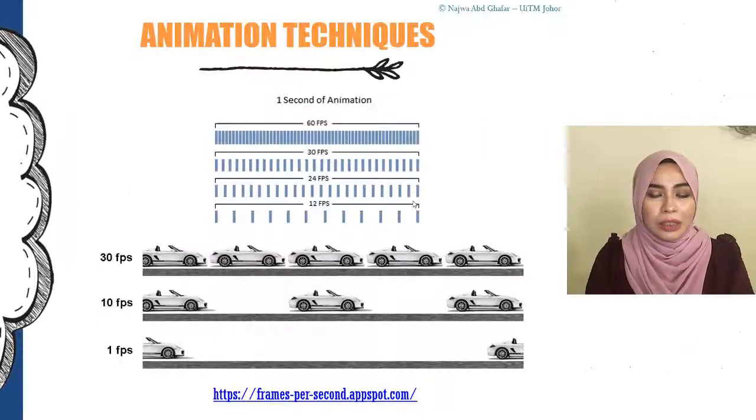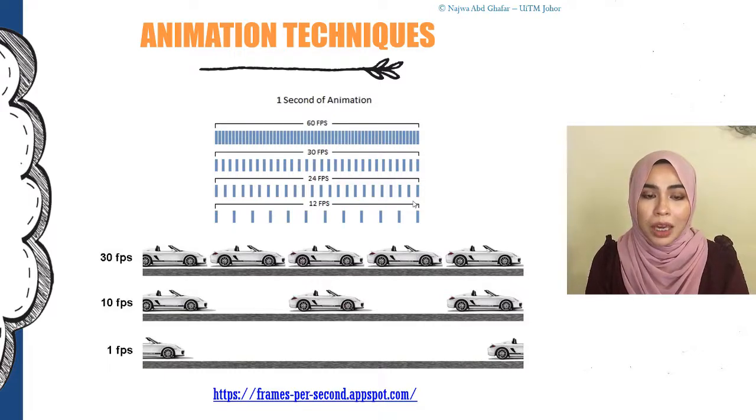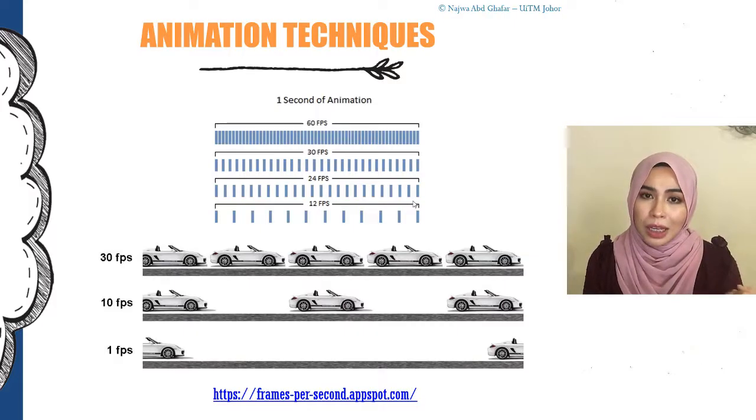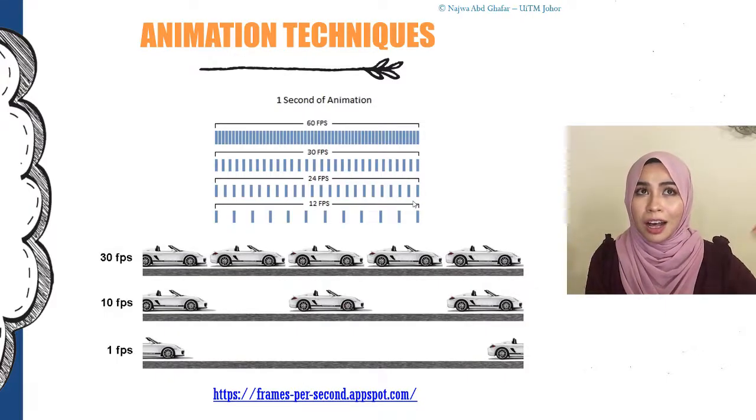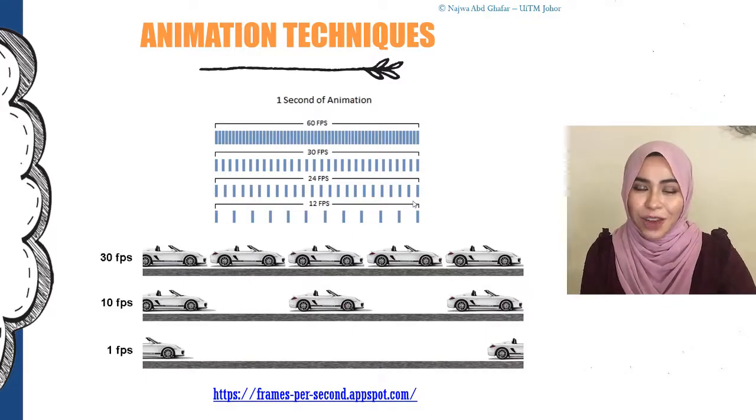Okay, so let's go into frames per second. When we have animation, we need to talk about frames per second. The lower the frames per second, the less smooth your animation will be. The higher the frames per second within the animation, the higher the quality of your animation.